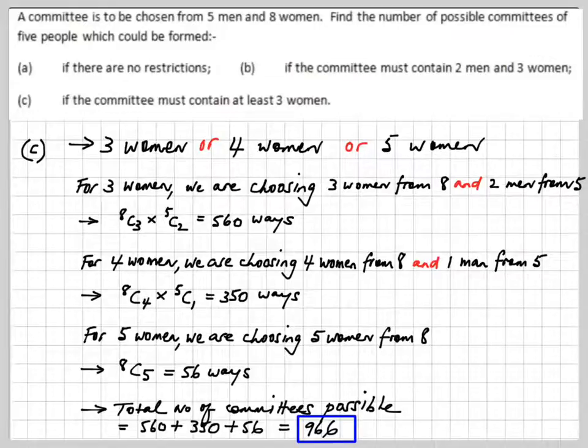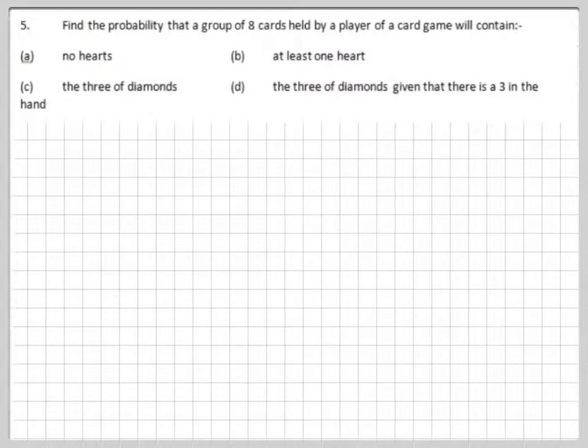My goodness, committees everywhere. All right, so now this is the last question. And, oh, it's a probability question. Find the probability that a group of 8 cards held by a player of a card game will contain all those different bits and pieces. Let's do A first. No hearts. Well, the way you do probabilities, guys, is you work out the number of ways you can do what they're asking, and then you divide that by the number of ways of doing everything that's possible in terms of the hand of cards. Okay? I'll explain as I go.